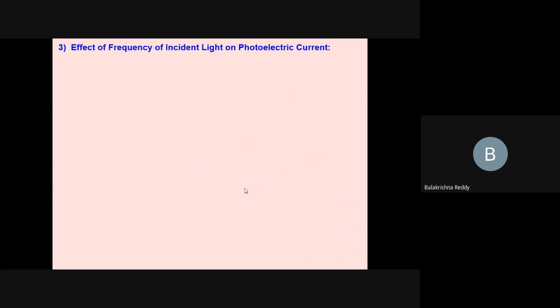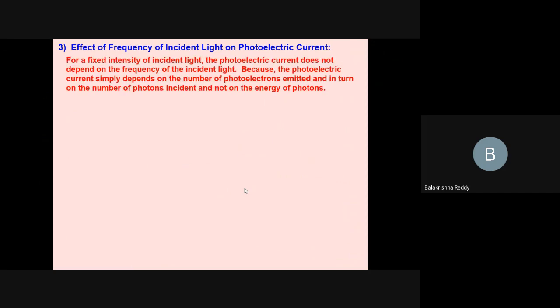Now you can see the effect of frequency of incident light on photoelectric current. Till now we have seen the potential effect and the intensity of incident light effect when the frequency is constant. Now we are going to see the effect of frequency of incident light on photoelectric current. How does frequency affect it? Here we are keeping the intensity of incident light fixed. Then the photoelectric current does not depend on the frequency of the incident light.